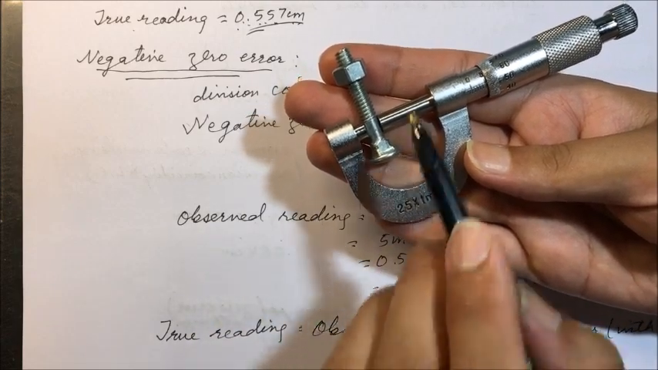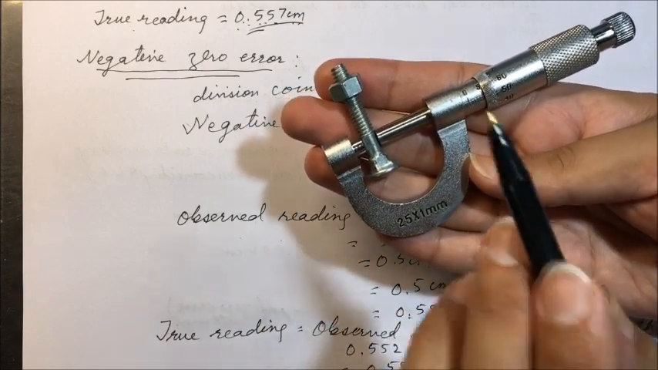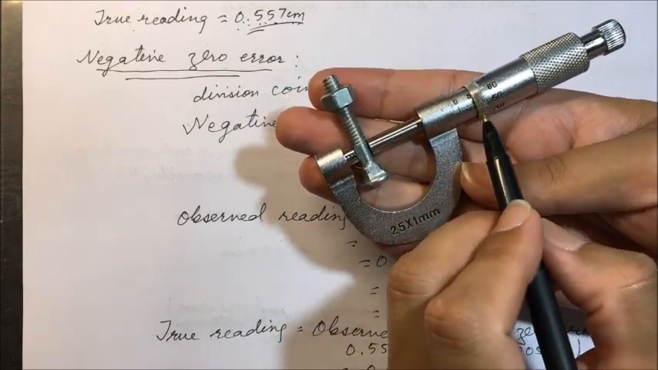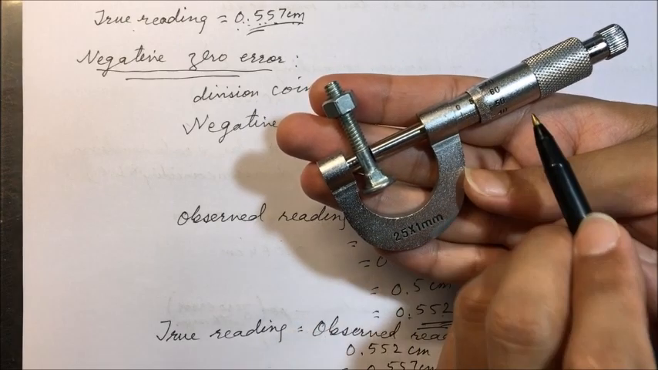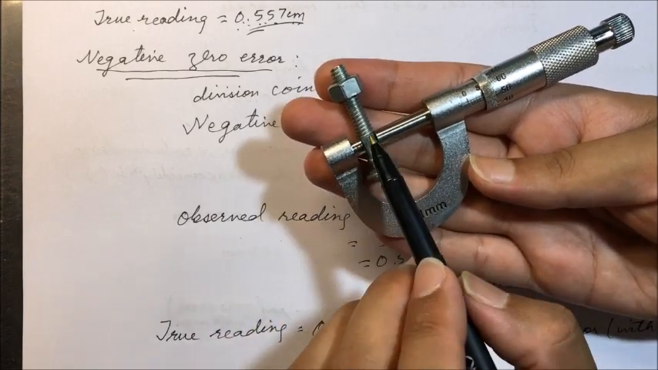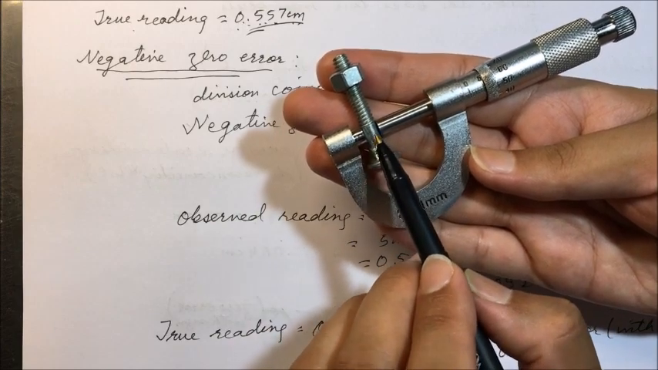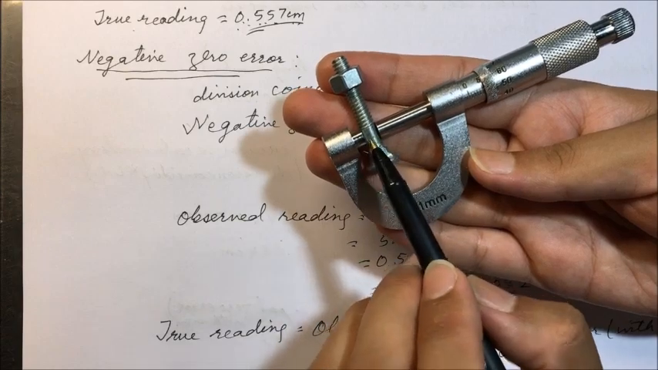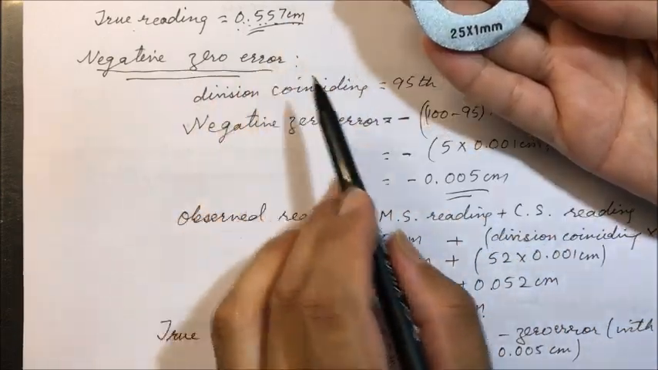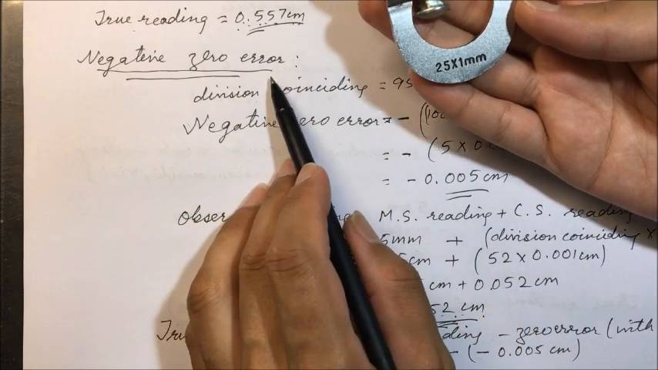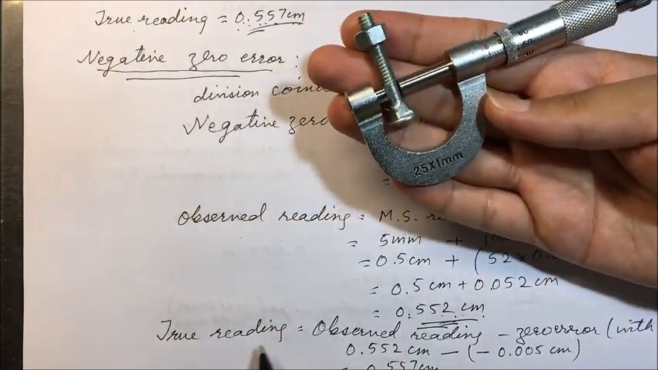Now the third case, we have used an instrument with negative zero error, that is, zero on the circular scale is above the baseline of the main scale. In that case, whatever observed reading we get is always less than the true reading. So to get the true reading, we have to subtract the negative zero error. When we subtract the negative zero error, it will add to the observed reading to give the true reading.